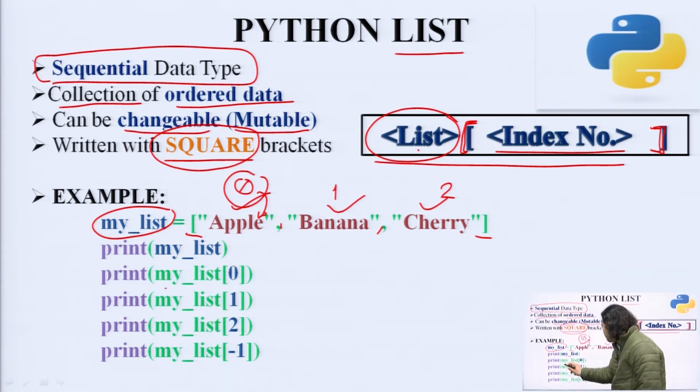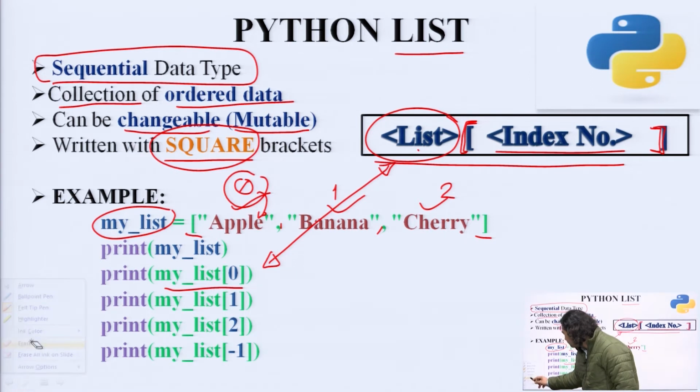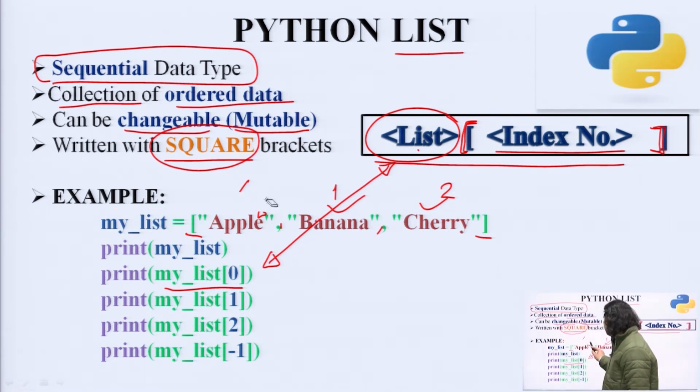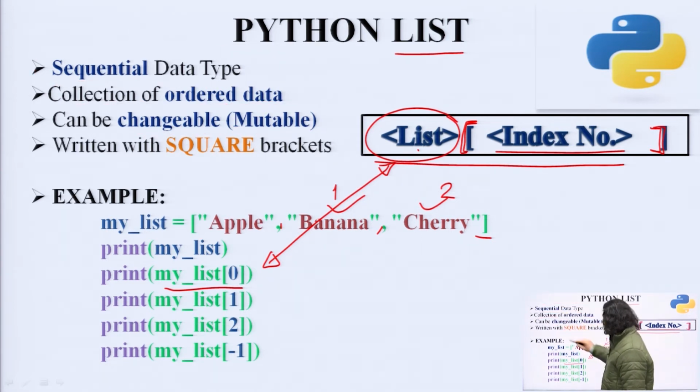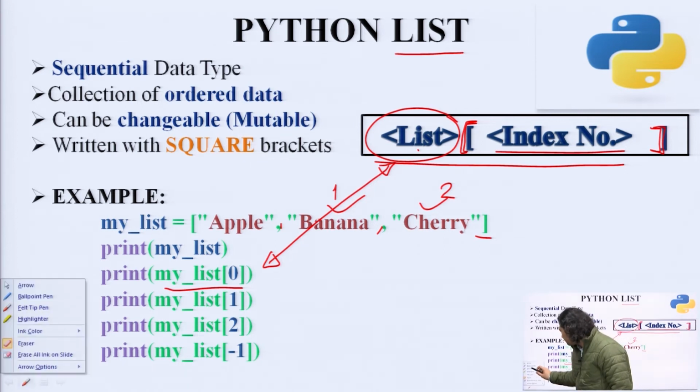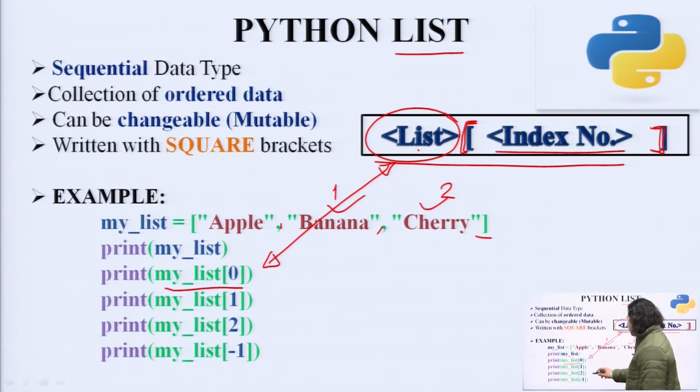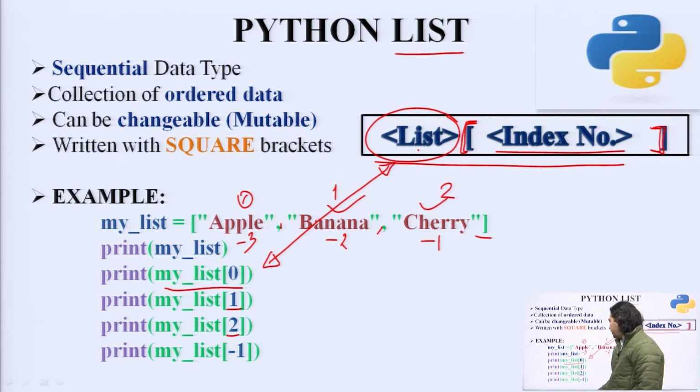Now, look at this one, it is similar to this one. So, this 0 and this list are almost similar. Next, we are just changing the number, that is 0, 1, 2. Similarly, in negative indexing it is represented as -1, -2, -3.